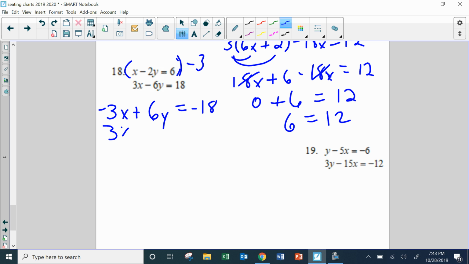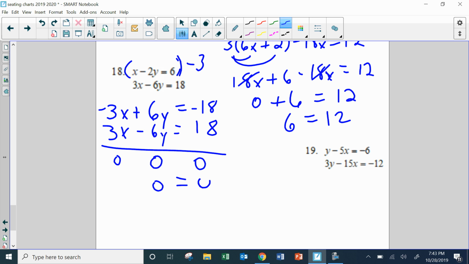Well, my bottom equation didn't change. I still have 3x subtract 6y equals positive 18. So now I can add these vertically. And if you'll notice, when I add these vertically now, this goes to 0, this goes to 0, and this actually goes to 0. So I am left with 0 equals 0.